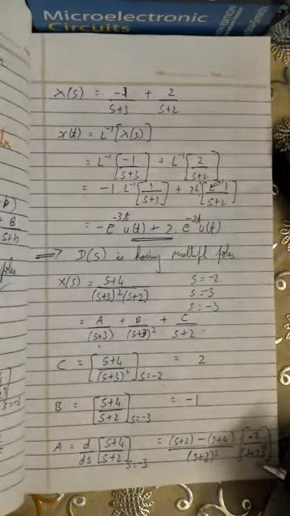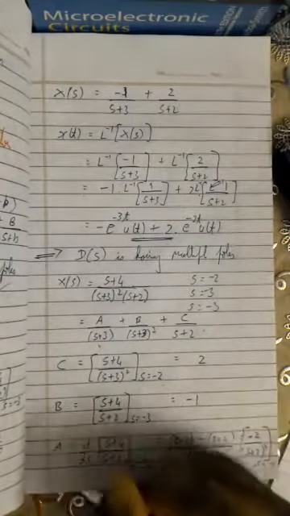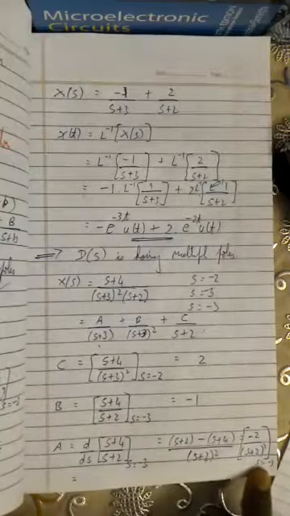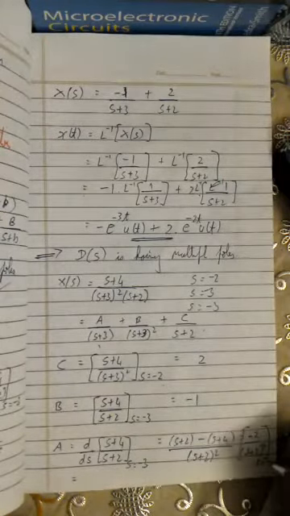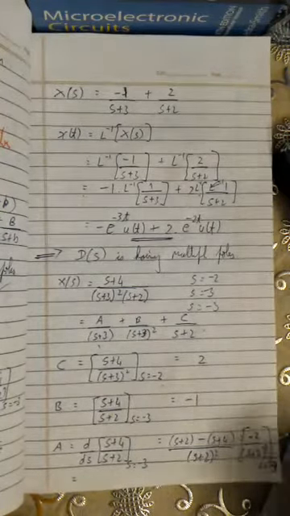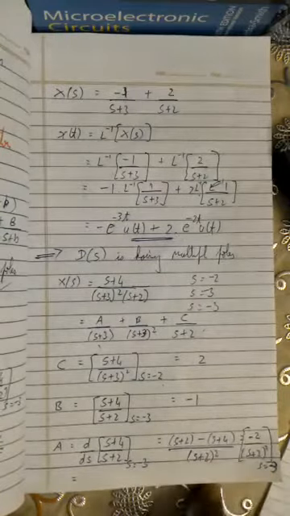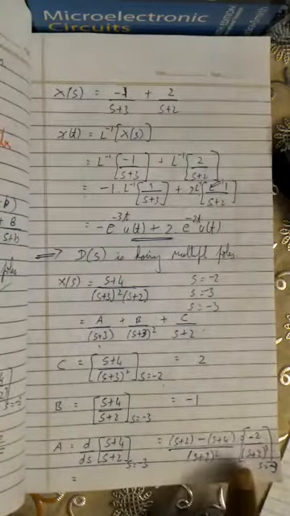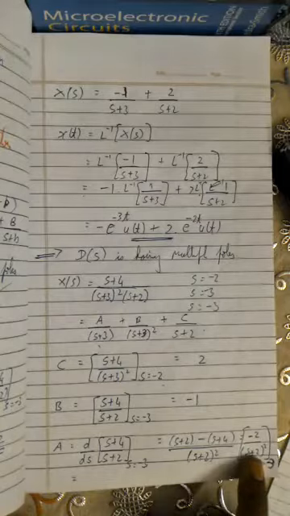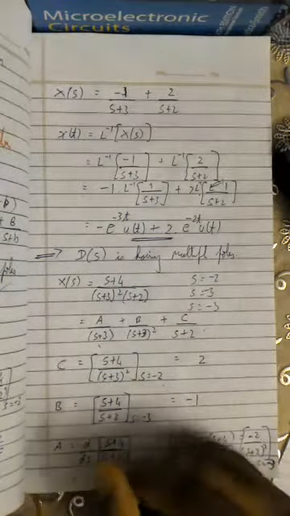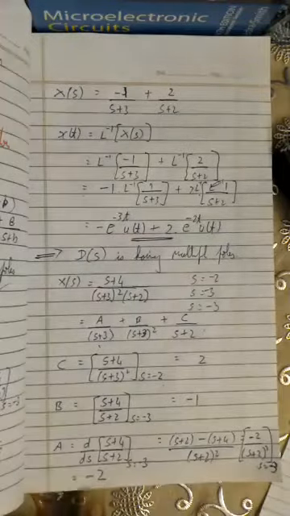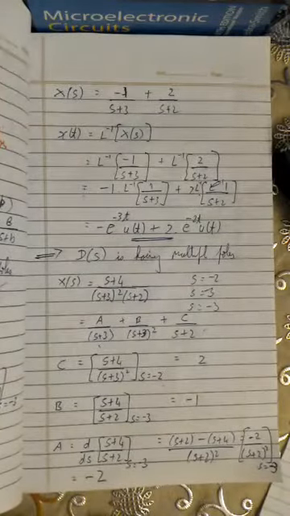Now substitute the value of s is equal to minus 3. What will I get? Minus 2 by, here it is minus 3 plus 2. Minus 3 plus 2 is minus 1. Minus 1 the whole square is 1. So the answer is minus 2. See, this is how you find it.